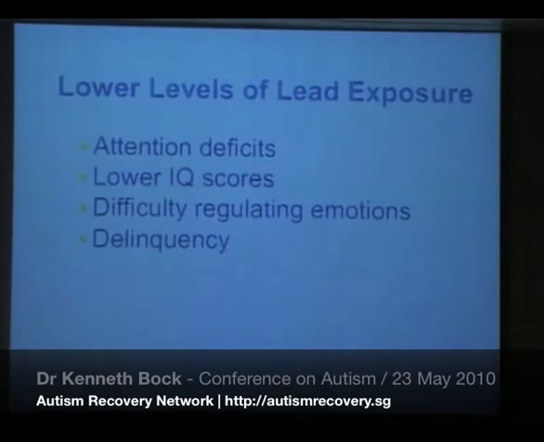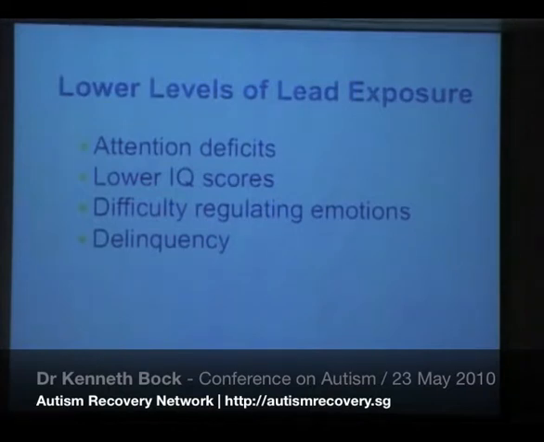So low levels of lead can cause attention deficits, cognitive dysfunction, lower IQ scores, difficulty regulating emotions, and delinquency. How many juvenile delinquents are heavy metal toxic, lead, mercury maybe, and never ever tested and never will be tested? And how many have lives that are lost basically? We don't know, but I think it's probably significant.